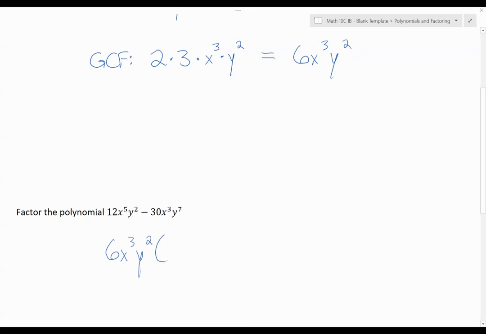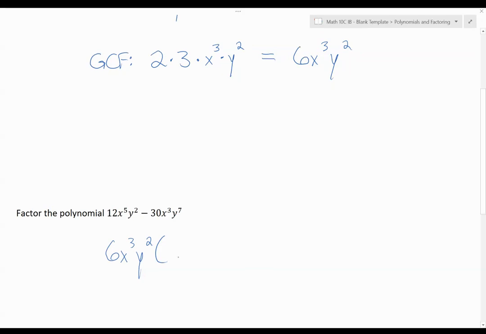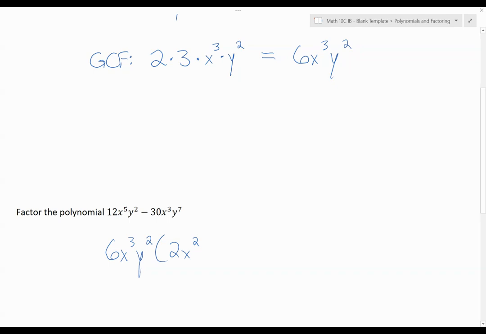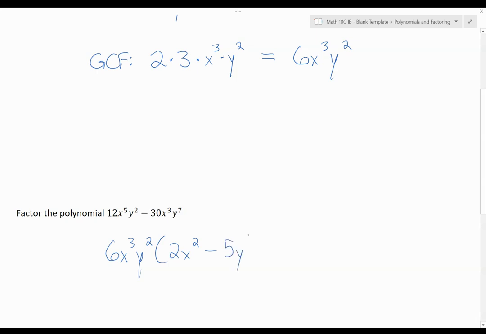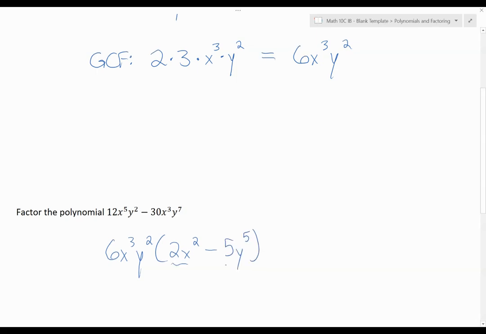So what's left, the other factor of this polynomial, is what I get when I actually divide each term by that greatest common factor. So 12x to the power of 5 y squared divided by 6x cubed y squared leaves me with 2x squared. And negative 30x cubed y to the power of 7 divided by 6x cubed y squared leaves me with minus 5y to the power of 5. There are no longer any common factors between 2x squared and minus 5y to the power of 5. And what I've got here are the two factors of this binomial. It can be expressed as 6x cubed y squared times 2x squared minus 5y to the power of 5. So this is considered the factored form of this polynomial.